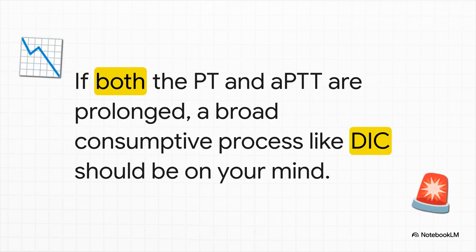So what if both tests are way off? Well, that tells you the problem is either down in that common pathway, or, more likely, there's some big systemic process that's just chewing up clotting factors from both sides. This is the classic pattern you see in something like DIC, or disseminated intravascular coagulation, where the body is just using up its clotting ability faster than it can produce it.